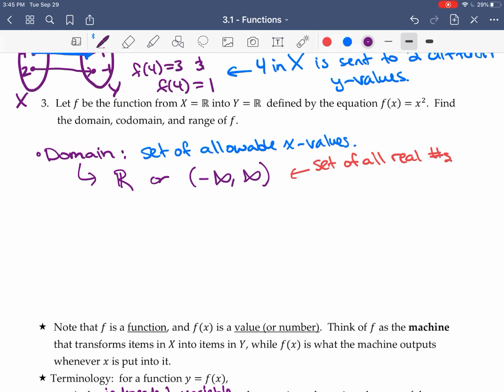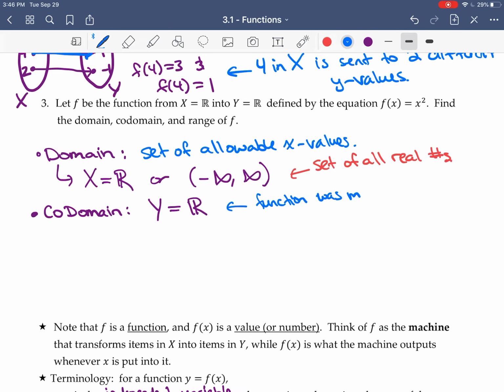Okay, now the codomain is our target set. Okay, in fact, I am going to add the x here. The codomain is our target, which it says that we're going to R, we're going to y. Okay, so the codomain is just all real numbers as well. Okay, so this is where the function was mapped to.